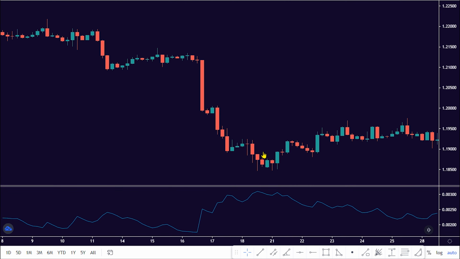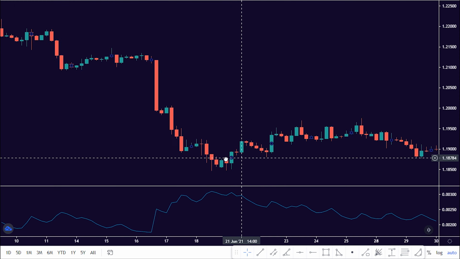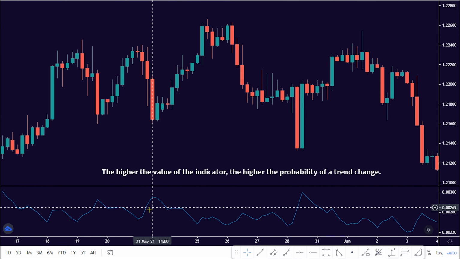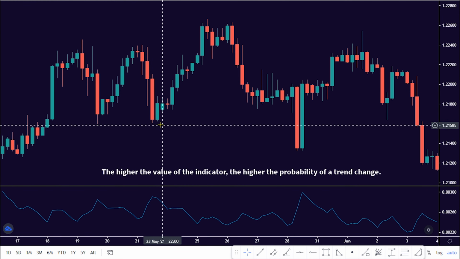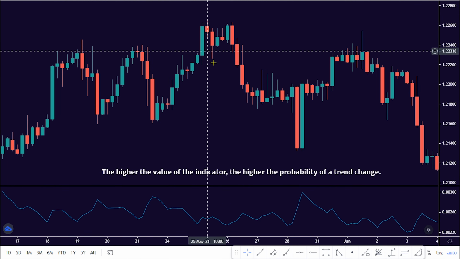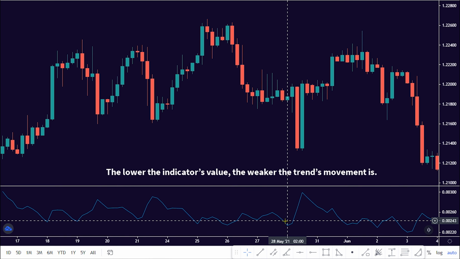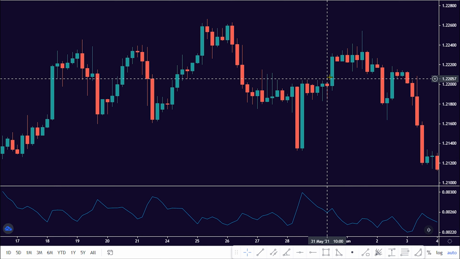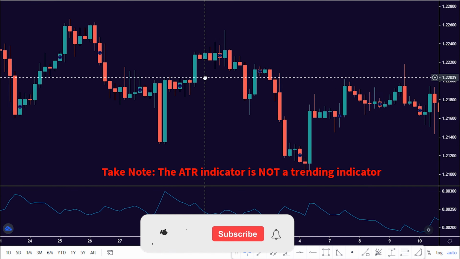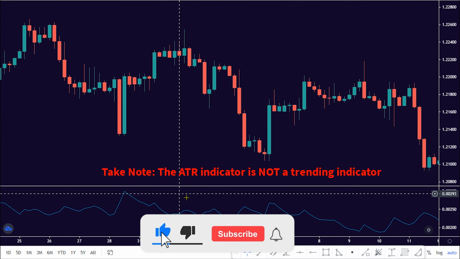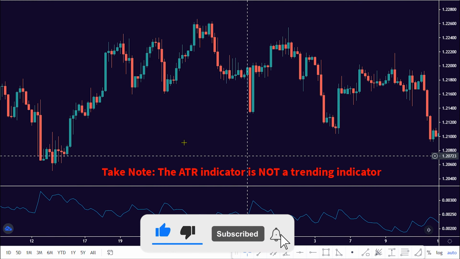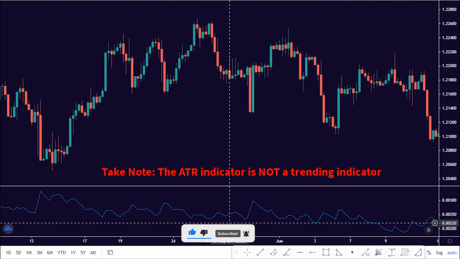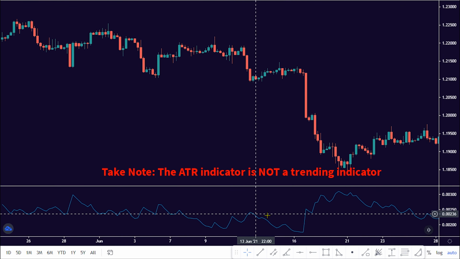Average true range, ATR, can be interpreted in the following way. The higher the value of the indicator, the higher the probability of a trend change. The lower the indicator's value, the weaker the trend's movement is. Take note, the ATR indicator is not a trending indicator. Traders often mistakenly believe that volatility equals bullishness or bearishness.